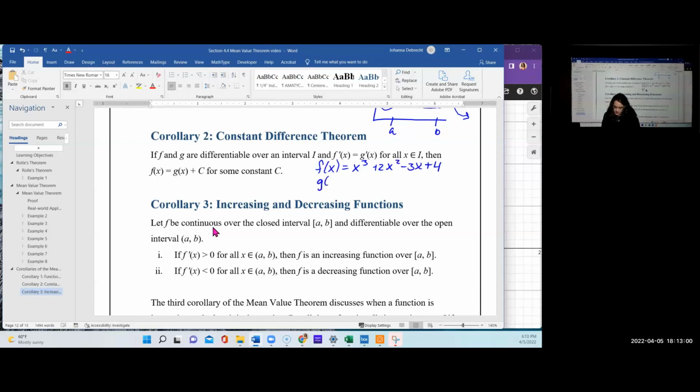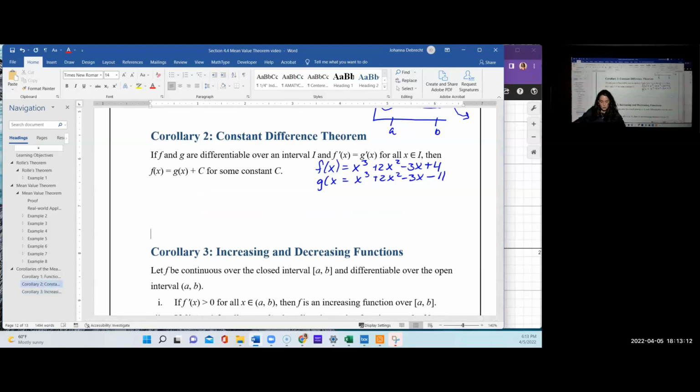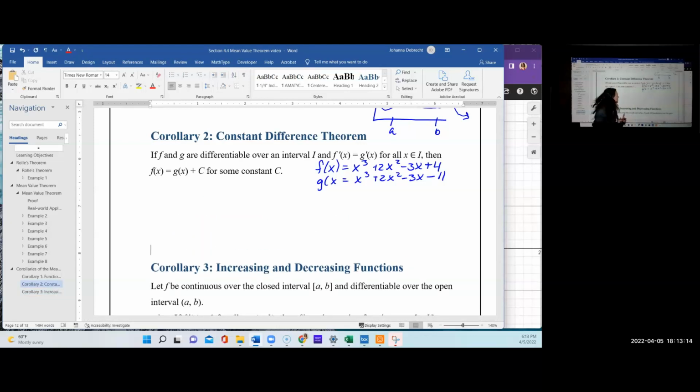And g of x is equal to x cubed plus 2x squared minus 3x minus 11. Now, if you're looking at those two particular values, you know that they are going to have the same derivative because they have the same variable terms. The only difference is in the constants.